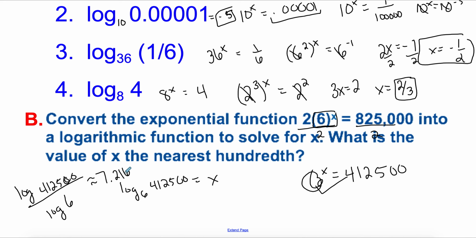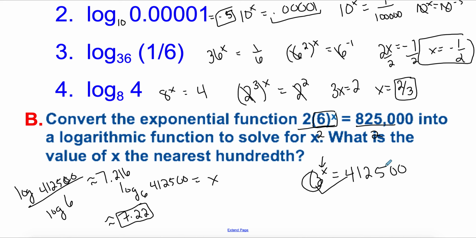And it says to go to the hundredth, so I got to make that 7.22. About 7.22. So if we put that 7.22 in for that x right there, we would get 412,500, or about that. Okay?